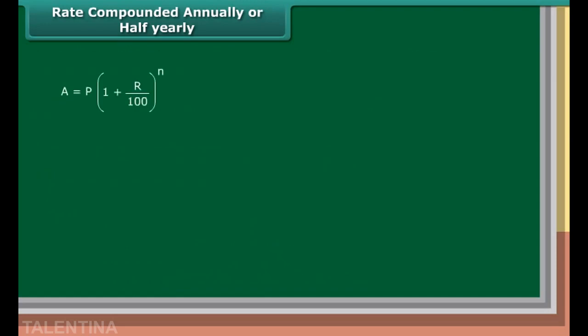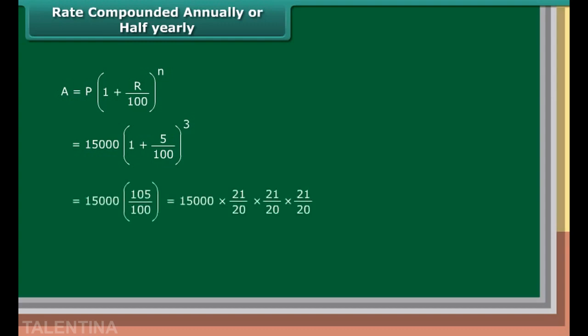A is equal to P into (1 plus R upon 100) to the power n, which is equal to 15,000 into (1 plus 5 upon 100) raised to the power 3, which is equal to 15,000 into 105 upon 100, which is equal to 15,000 into 21 upon 20 into 21 upon 20 into 21 upon 20, which is equal to 17,364.37 rupees.